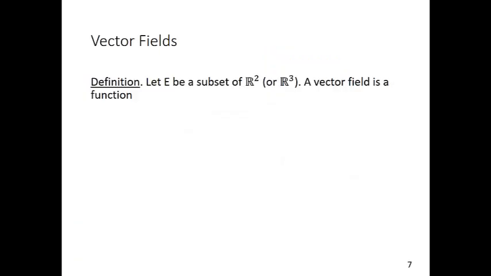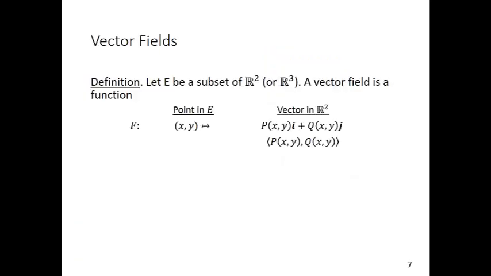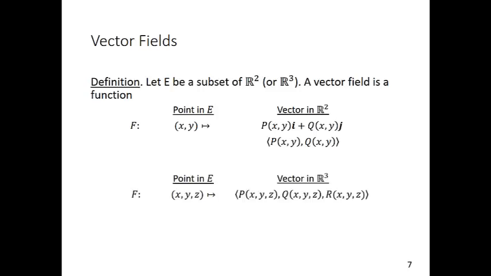So if E is a subset in R2 or R3, our vector field is going to take that point in E, that x, y point, to a vector, an i, j in R2. Or we can start with a point in R3, an x, y, z, and a vector field is going to map that point to a vector P, Q, R in R3. Let's do some examples to see what we mean.